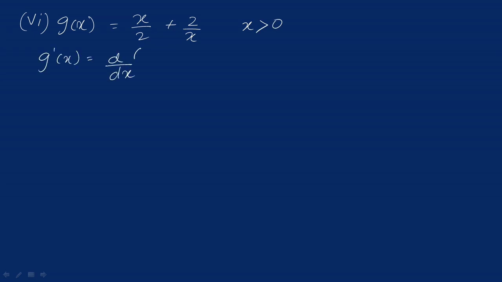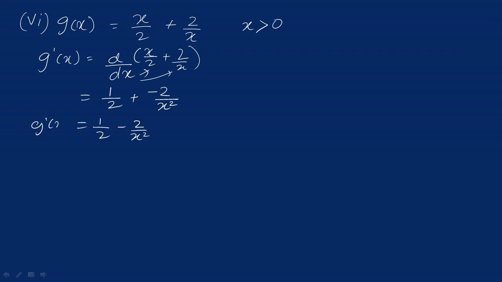Moving on to the next question, we have the sixth question, that is g of x is equal to x by 2 plus 2 by x, where x is greater than 0. So, we have g dash of x, that is d by dx of x by 2 plus 2 by x. What is d by dx of x by 2? That is 1 by 2. d by dx of 2 by x, that is minus 2 by x square. So, we have g dash of x is equal to 1 by 2 minus 2 by x square.